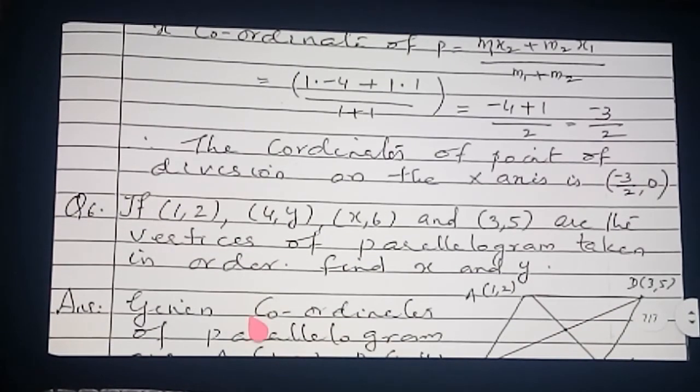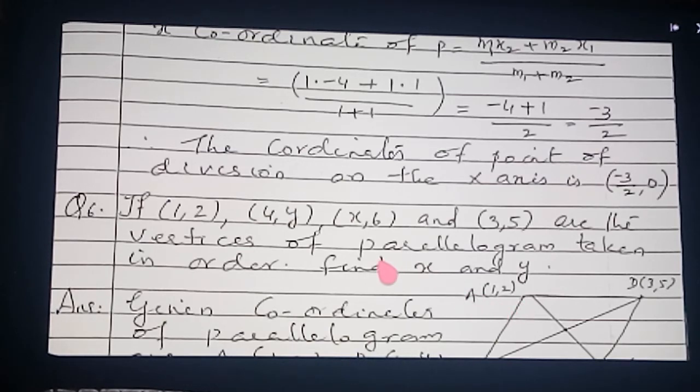Question number 6, listen. It is also very important question. If the ordered pairs (1, 2), (4, y), (x, 6) and (3, 5) are the vertices of a parallelogram taken in order. So all these points are vertices taken in that order. And find the value of x and y. You want to find out what? Find the value of x and y.